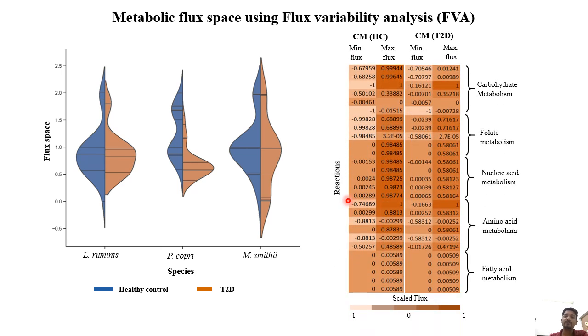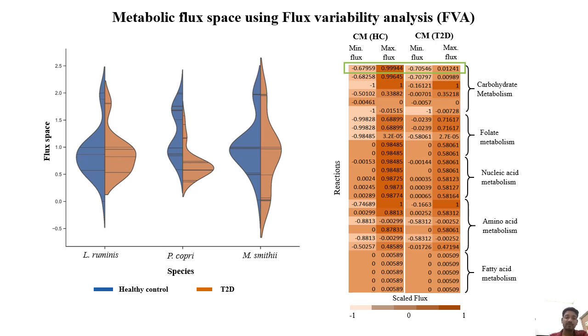To get a clearer idea, I plotted this heat map. You can see how the range of fluxes is changing for every pathway. For example, I am showing here a reaction in the carbohydrate metabolism. The maximum flux range is 0.99 in healthy, but in type 2 diabetes you can see that it is getting down to 0.01. If the range is reducing, that means the point flux value is also going to be reduced.